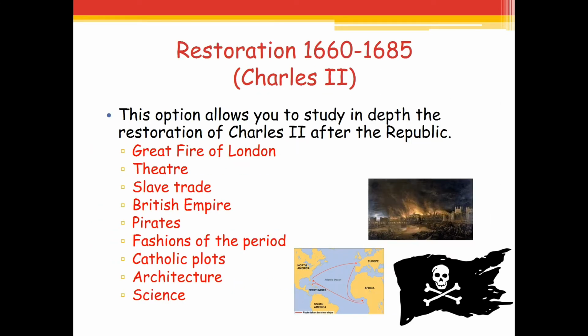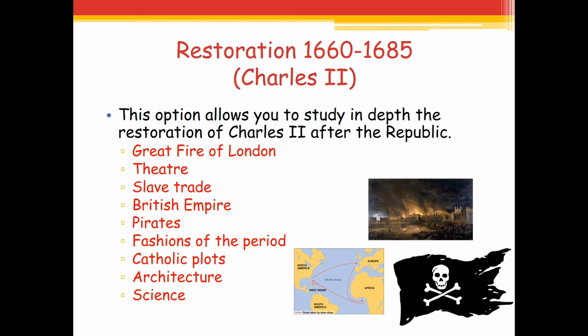So Restoration England then, 1660 to 1685. As part of this option, you're studying what life was like under Charles II and what sort of king Charles II was. You're probably quite familiar with Charles II from the song King of Bling from the Horrible Histories series. So it's that king that we're looking at here. As part of this course, we're looking at a number of different things.